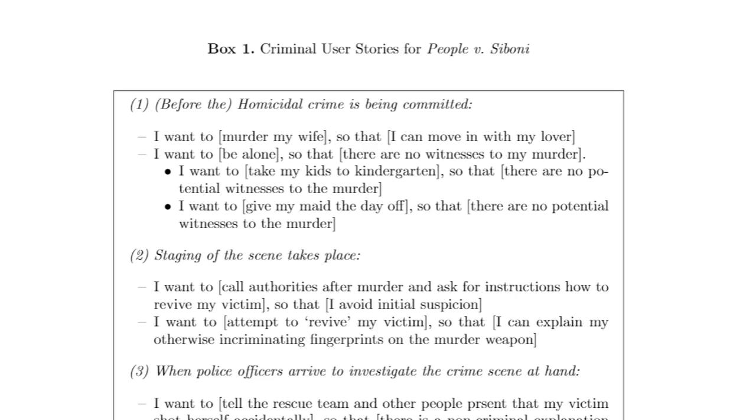As you can see in box one for the case of People versus Siboni that we modeled in this paper, that involves a lot of different actions that a murderer takes to try and make sure that it's as obvious as possible that it wasn't a murder, it was an accident, or it wasn't a murder, it was a suicide, or simply maybe it was a murder, but it wasn't me who did it.